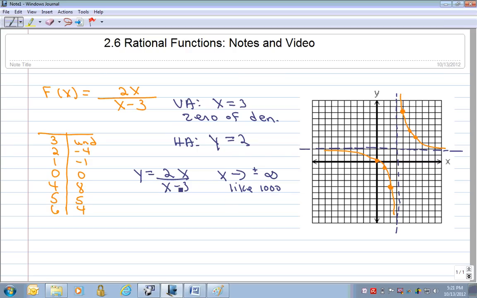If I plugged 1,000 back into this equation, 2 times 1,000 would be approximately 2,000. 1,000 minus 3 would be close to 1,000, but we'll just say 997. But it would be close to 1,000, which would make the fraction approximately 2, or close to 2. It actually would be a little greater than 2, a little larger than 2. And on the negative side, it would be a little less than 2.